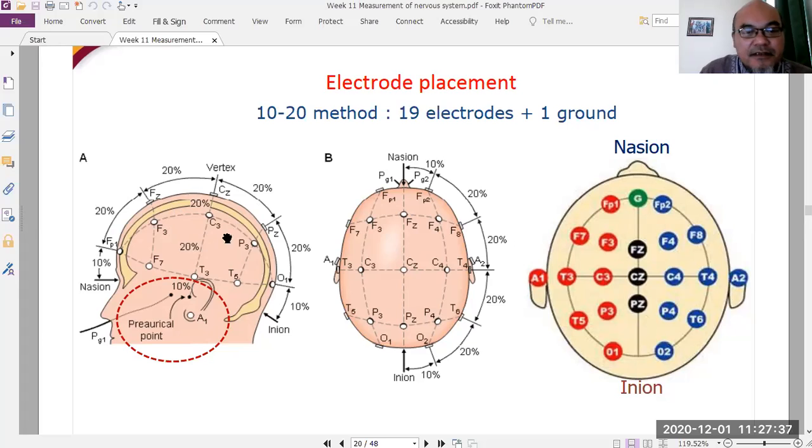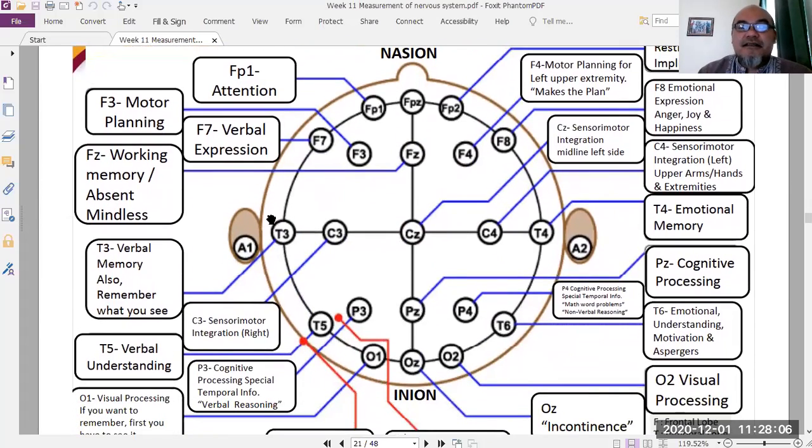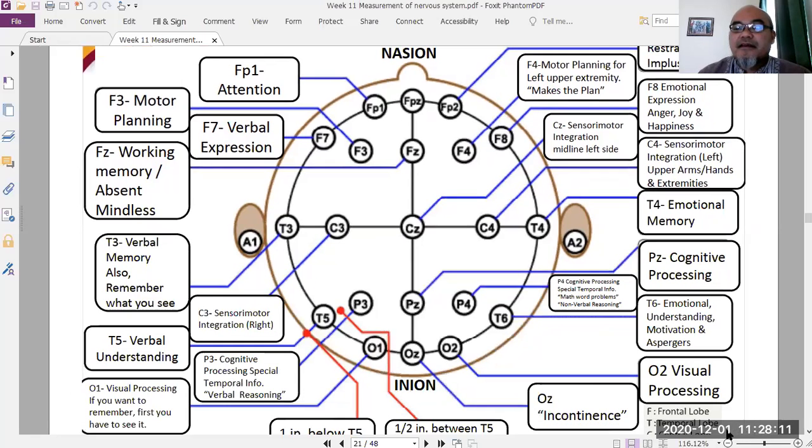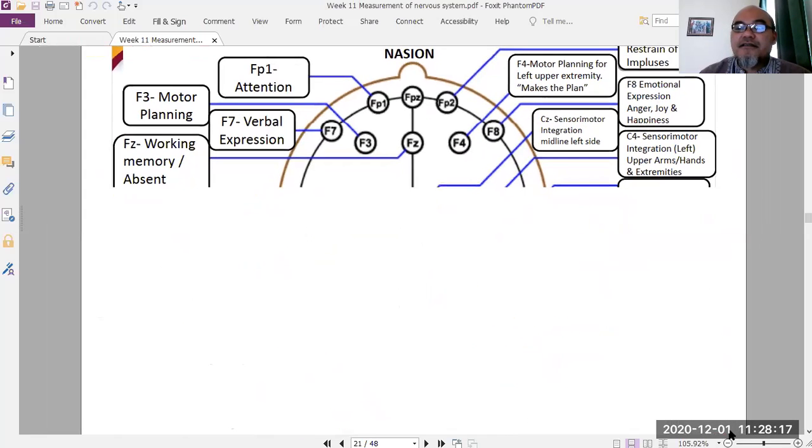So these are some of the sites, locations, or points within the scalp to put the electrode there for the EEG. These locations are symbolized with an alphabet and number. Nasion is the front part of the face, inion is the back part. So this particular place within the head represents different emotional or intellectual or physical ability.